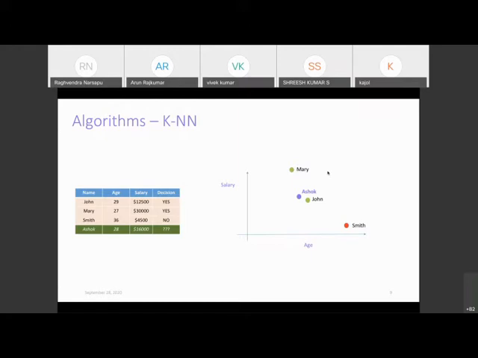Hello, Arun, am I audible? Yes, you are audible. Go ahead. Yeah, like I was saying that since the graph that has been created here, John falls beside the line of Ashok. So he's between the Maddie and Ashok field. So maybe he should be provided with the loan. That's what I was saying.